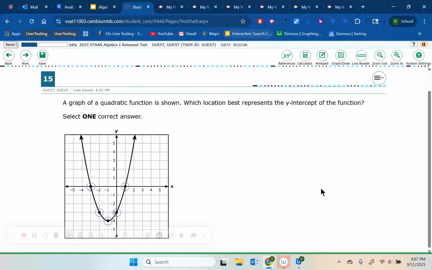Okay, number 15. Okay, so which location best represents the y-intercept of a function?